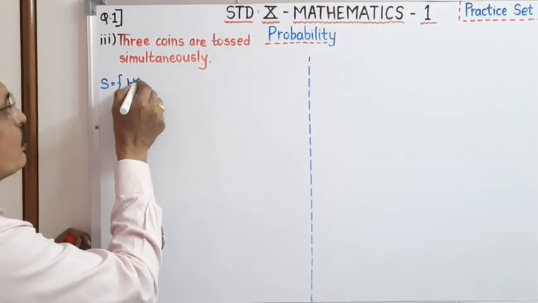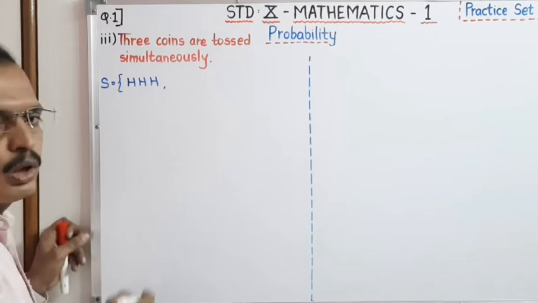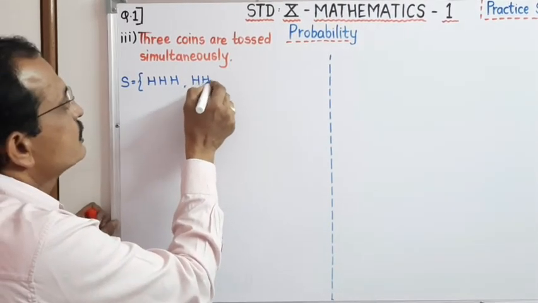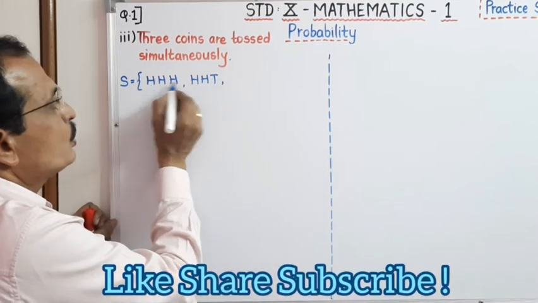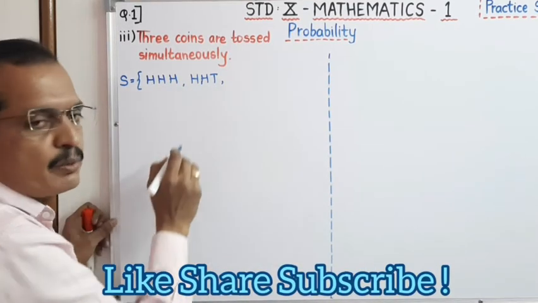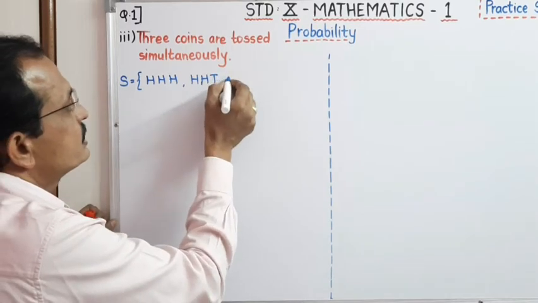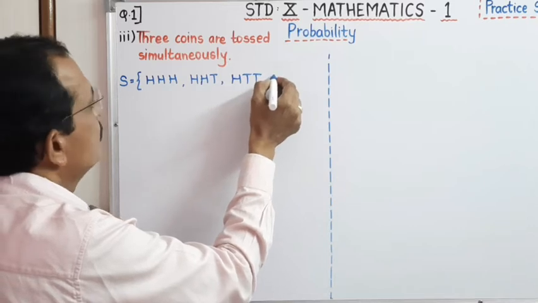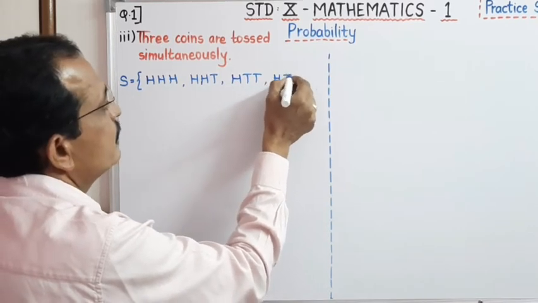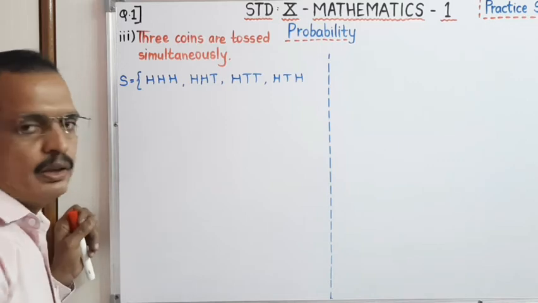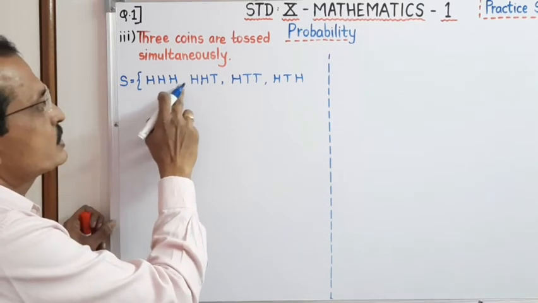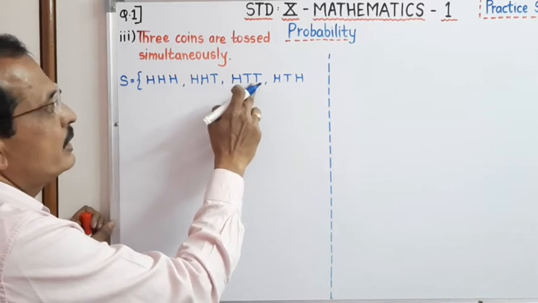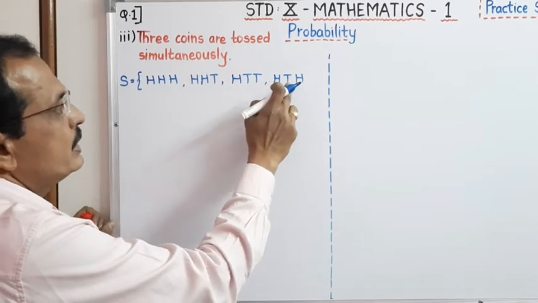How to write? I have already explained. See it again. First of all, we have to write head on all the coins. Then H, H and T. That means the first and second H remain common and T gets changed. Here it is H, T, T. And the third one is H, T, H. Got it? See here. All 3 are H. 2 are H and 1 is T. Here it is H and TT. Here it is H, T, H.